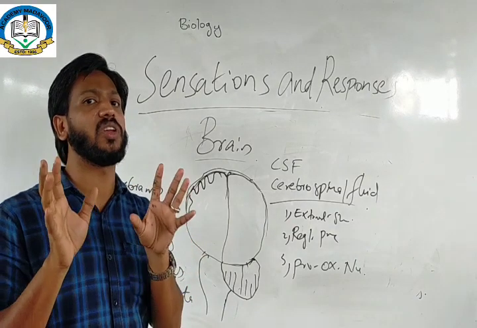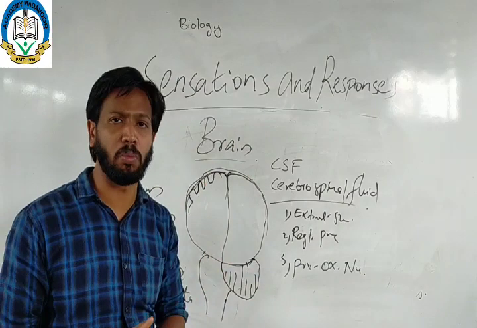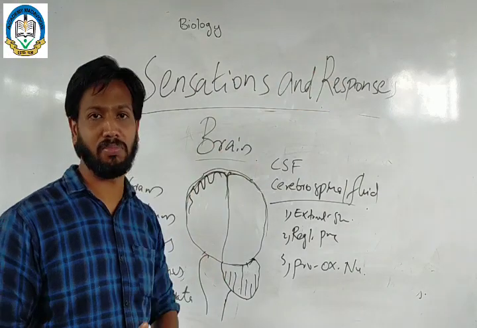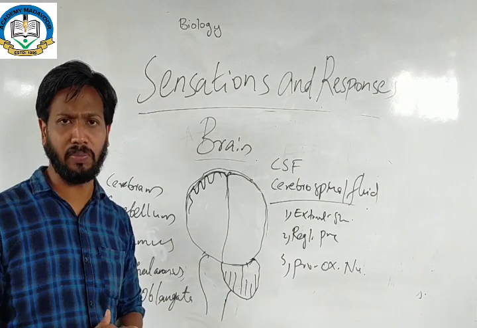So for the thalamus, first, it acts as a relay station of impulses. Second one, analyzing impulses from various parts of the body and sending one important message to the cerebrum. And the next one, hypothalamus.